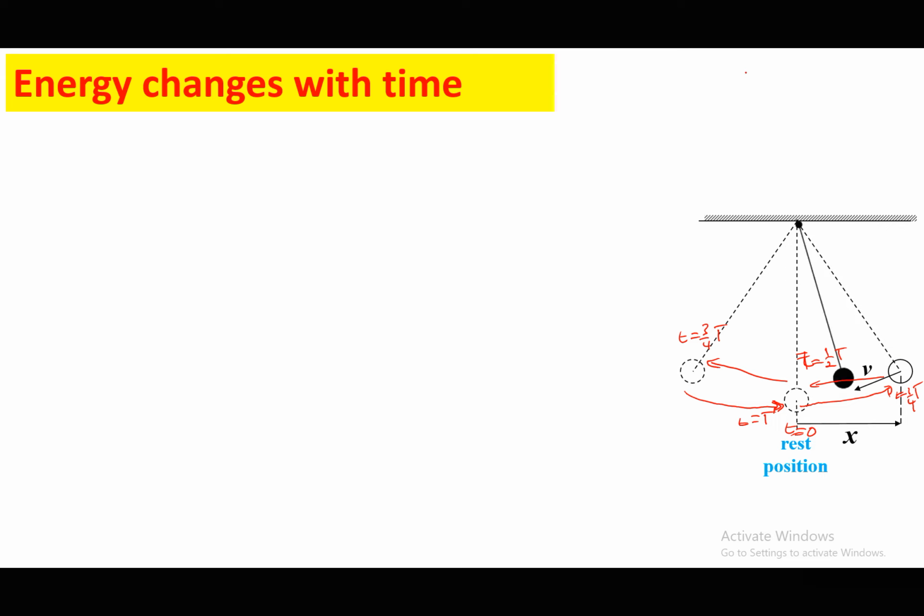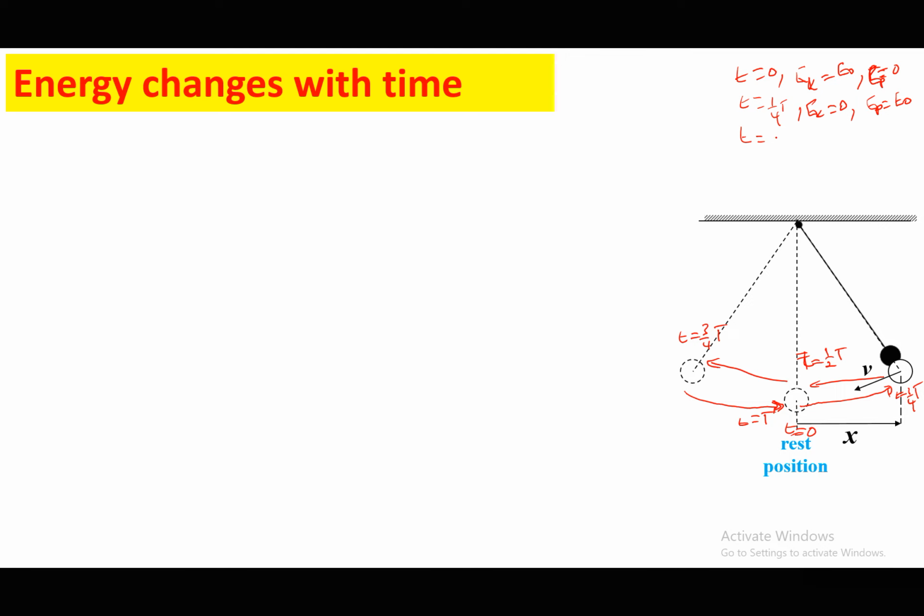At t equals 0, the body is passing equilibrium, which means kinetic energy is maximum. Potential energy is going to be 0 because potential energy depends on the vertical height from the equilibrium position. Then when we look at t equals a quarter of a period, at the highest point, velocity goes to 0. That means kinetic energy is going to be equal to 0. At the highest point, the vertical height is greatest, so potential energy is going to be maximum, equal to E naught.